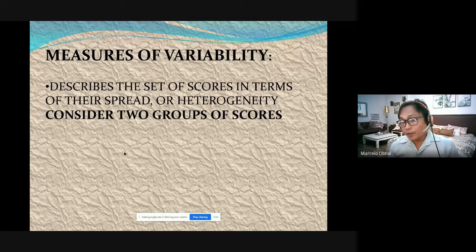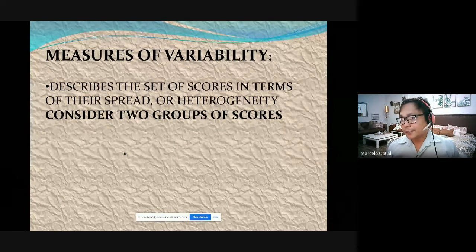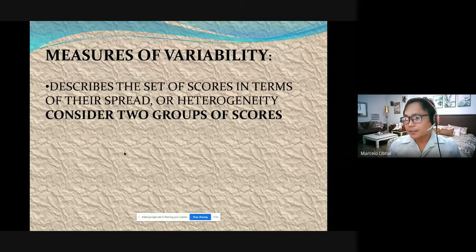Now, why are we doing this? Measures of variability, okay? Because there are times kasi that yung ating measures of central tendency is not enough to describe your data or statistics. So you need more, okay? So dito na papasok yung measures of variability natin. So again, measures of variability describes the set of data kung gaano kakalat. Gaano sila kalayo sa isa't isa. Okay? Hindi mo kasi pwede gamitan yun ng mean, median, at mode.